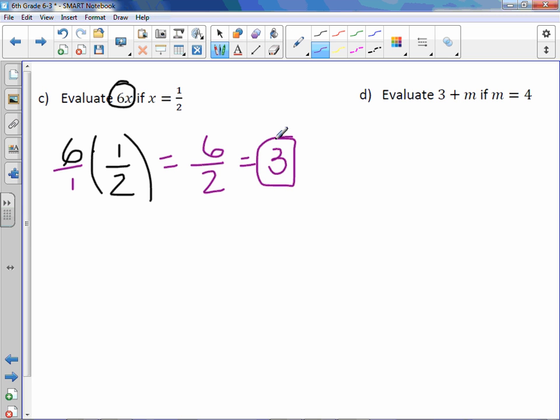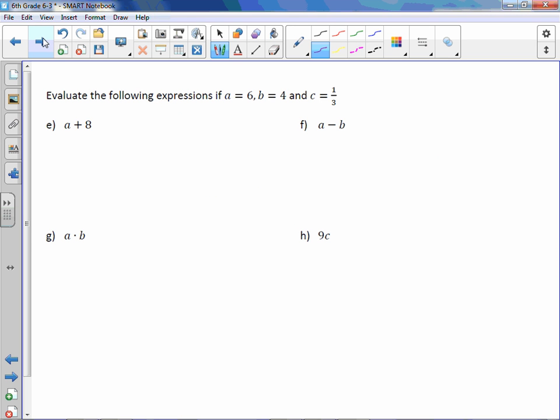Letter D. Evaluate 3 plus m if m equals 4. So 3 plus, instead of m, I am replacing it with 4. And 3 plus 4 is 7. Evaluate the following expressions if a equals 6, b equals 4, and c equals 1/3. So in letter E, we have a plus 8. And a is represented by 6. So 6 plus 8. And 6 plus 8 is 14.